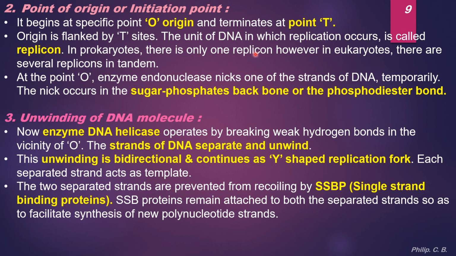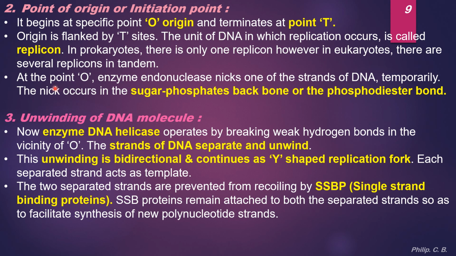The unit of DNA in which replication occurs is called replicon. In prokaryotes, there is only one replicon. However, in eukaryotes, there are several replicons in tandem. So here we can see the replicon, which is the unit of DNA in which replication occurs, and in case of prokaryotes, there is only one replicon present, and in eukaryotes there are several replicons present in tandem.